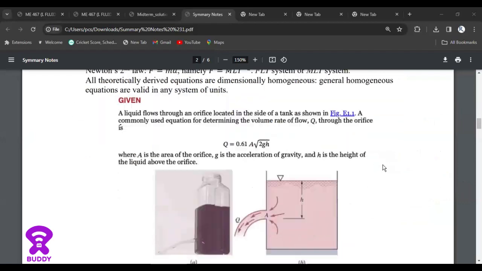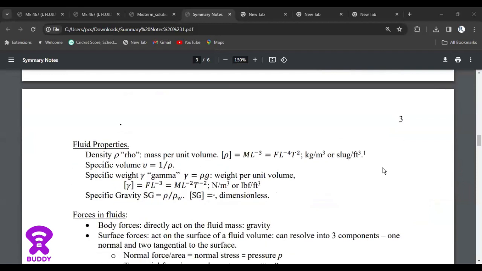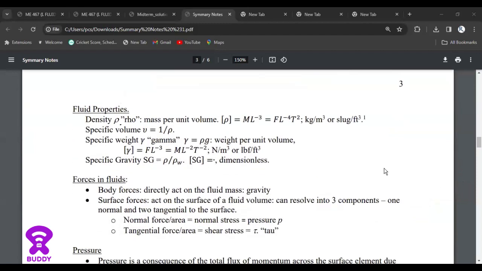Here we have fluid properties. One is the density. What is the unit of density? Mass over volume. Mass is M, volume is L cubed, so it is M L minus 3. Getting my point?